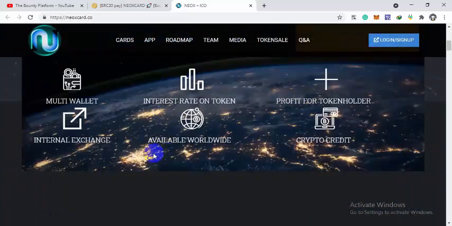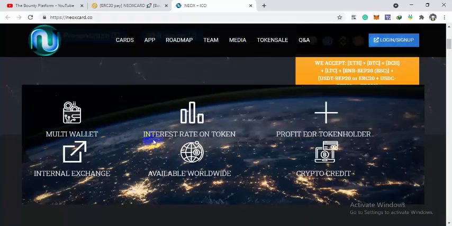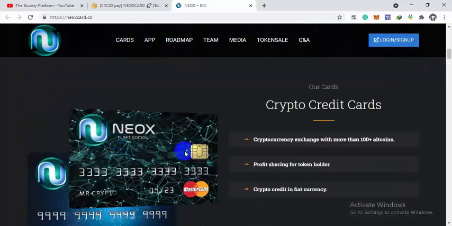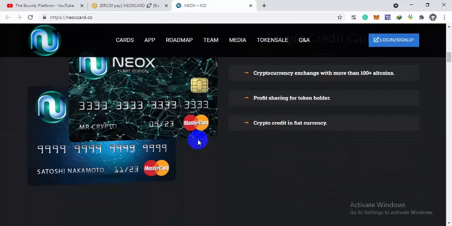Let's talk about the project. The project has a multi-wallet, interest on tokens, so you can earn some interest on your tokens, profit for token holders, and a crypto credit card available worldwide. They have an internal exchange, interest on tokens, and a crypto credit card, which will be available worldwide. So what are the benefits of crypto credit cards?